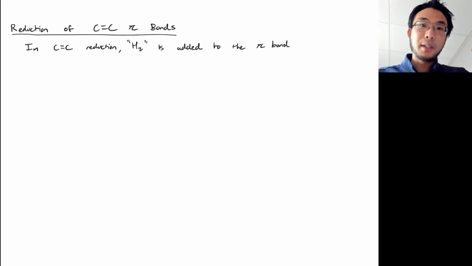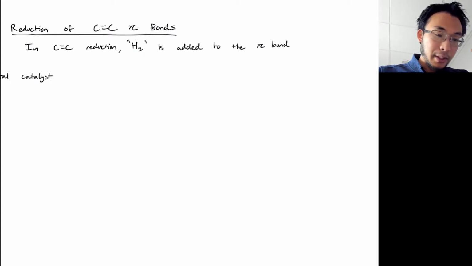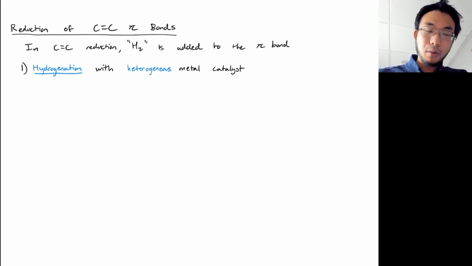In carbon-carbon double bond reduction, we do the same thing. We are adding H2 across that double bond. The way this is done most commonly is to perform the hydrogenation reaction with a heterogeneous metal catalyst. The word heterogeneous means that it's not a dissolved metal catalyst.